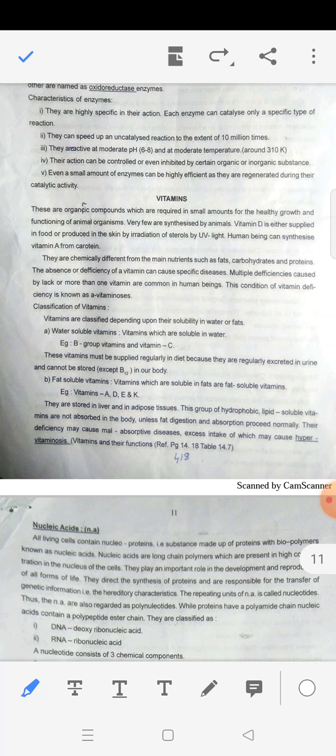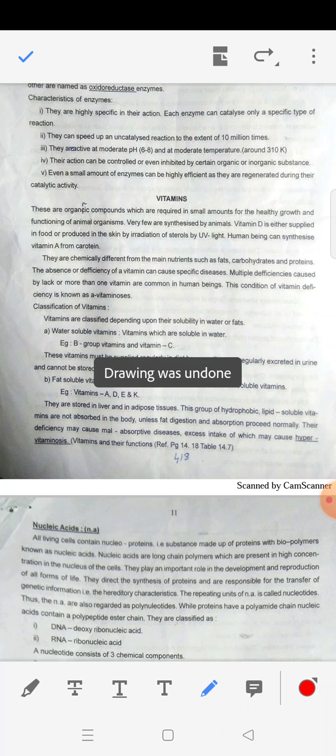The list of vitamin deficiency diseases is there in the textbook. Which vitamin's deficiency causes which disease, you will find in the textbook. Multiple deficiencies caused by lack of more than one vitamin are common in human beings. The condition of vitamin deficiency is known as avitaminosis. Please try to remember this term. When you have deficiencies of vitamins, it is called avitaminosis. The 'a', as you know, in most cases means negative, no vitamin.